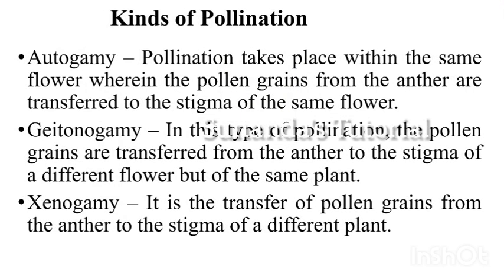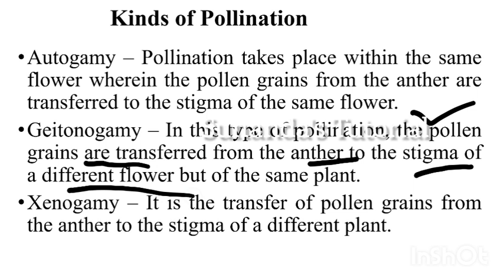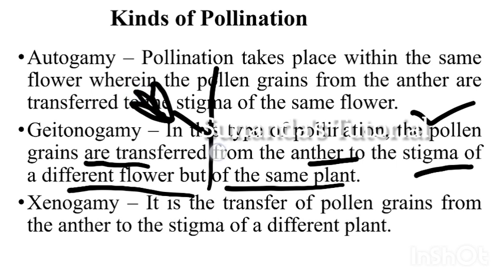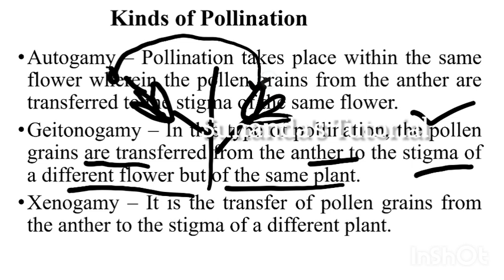Then the next one is geitonogamy. In this type of pollination, pollen grain is transferred from anther to stigma of a different flower of the same plant. Okay, it involves two flowers, from this anther to the stigma of this flower, but born on the same plant. Two flowers are involved of that same plant.